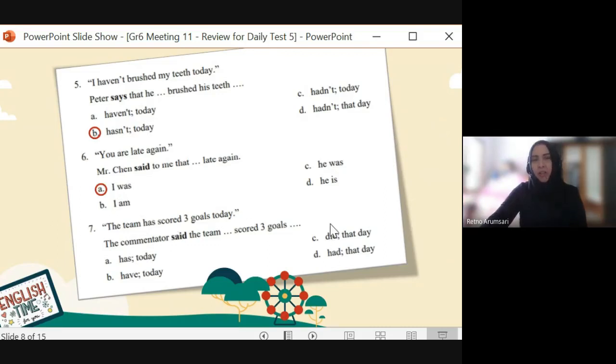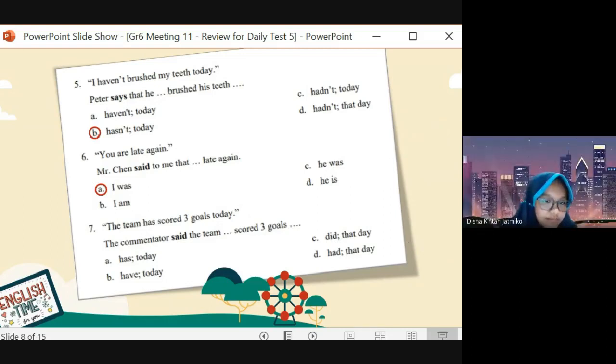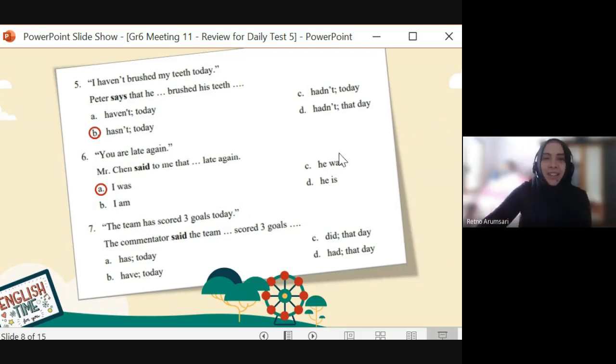Good. Thank you. Next, number seven, Disha Kintari. "The team has scored 3 goals today." The commentator said the team had scored 3 goals that day. Excellent, that's right. You see said here, it means that you need to change has into had and today into that day. Very good. Any questions so far, 6D?